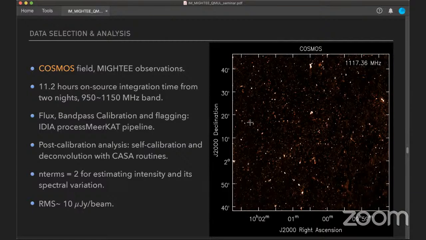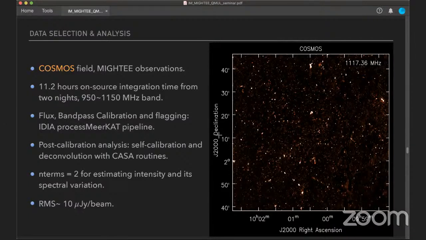And after this post-calibration by processMeerKAT, we do the self-calibration and the deconvolution ourselves with CASA, using gaincal and tclean, things like that. That's a bit technical. In the continuum mode, we have the flux and also the spectral variation along the frequency, so that we can put both in our foreground model. And this is the image on the right that we have produced from the integration of the 11.2 hours of data in the 950 to 1150 megahertz band.